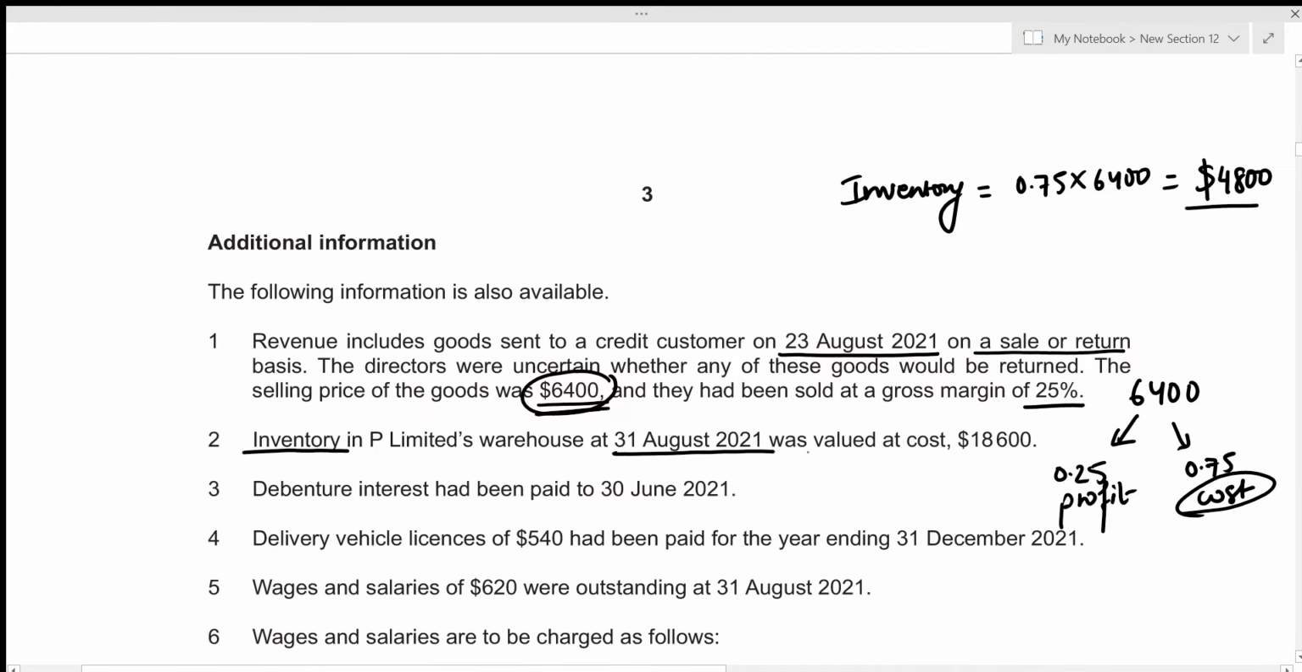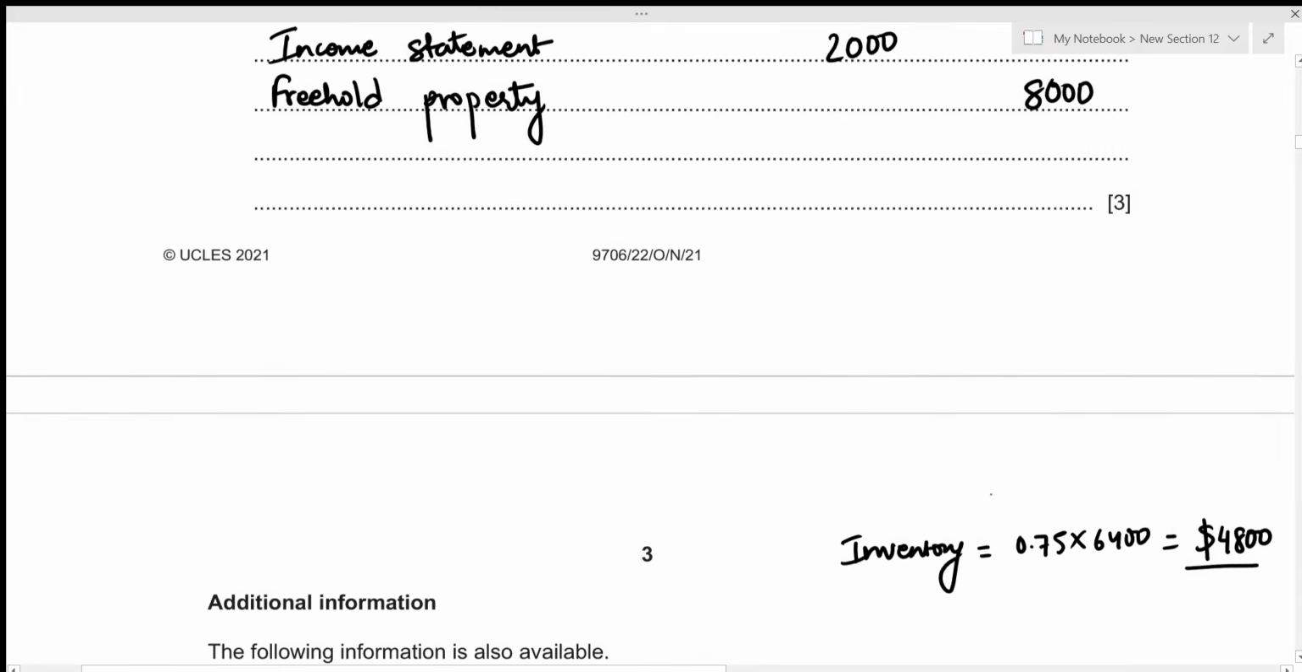So this is the closing inventory, which was valued at cost 18,600, and we must add the 4,800, which relates to the goods that were sent to a credit customer on a sale or return basis, which gives our total closing inventory to be 23,400. Okay, now let's have a look at the revenue.